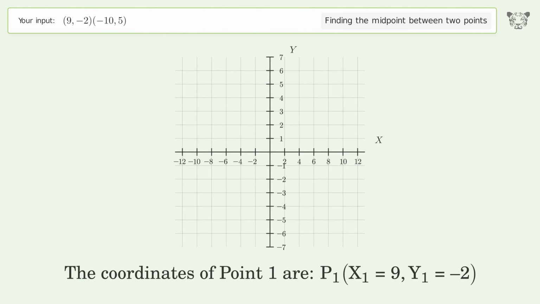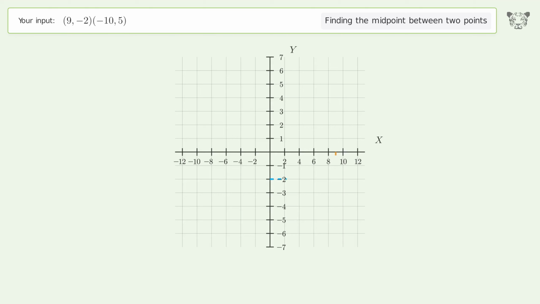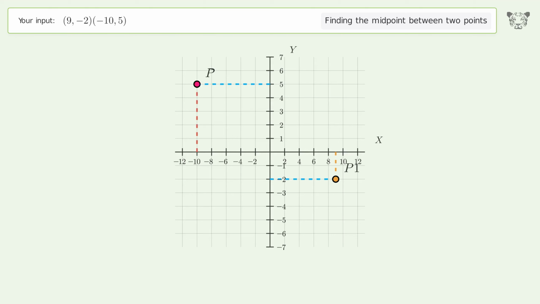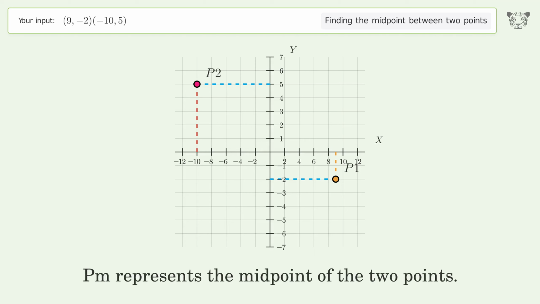The coordinates of point 1 are, x1 equals 9, y1 equals negative 2. The coordinates of point 2 are, x2 equals negative 10, y2 equals 5. PM represents the midpoint of the 2 points.